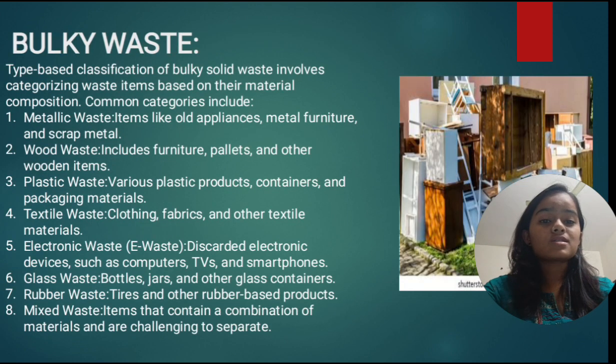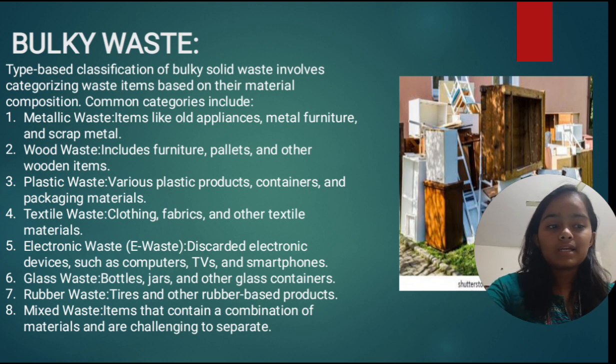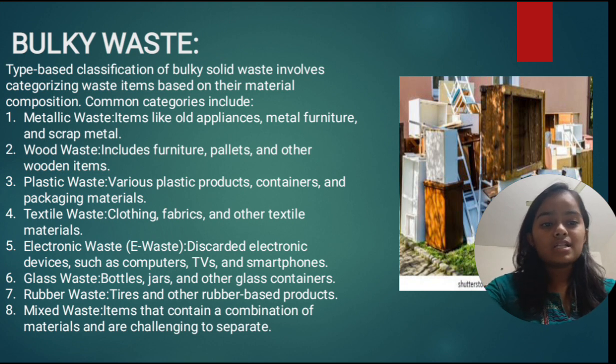Next, bulky waste. Type-based classification of bulky solid waste involves categorizing waste items based on their material composition. Common categories include metallic waste, items like old appliances, metal furniture, and scrap metal. Next, wood waste includes furniture, pallets, and other wood items. Plastic waste, various plastic products, containers, and packaging materials. Textile waste, clothing, fabrics, and other textile materials. Next, electronic waste, discarded electronic devices such as computers, TVs, and smartphones. Next, glass waste, bottles, jars, and other glass containers. Next, rubber waste, tires and other rubber based products. Next, mixed waste, items that contain a combination of materials and are challenging to sort.